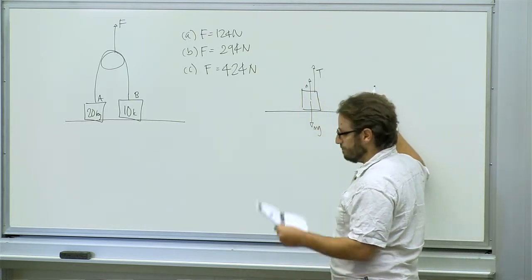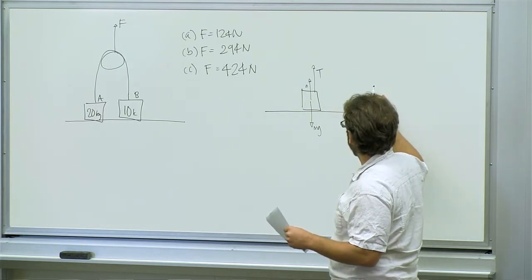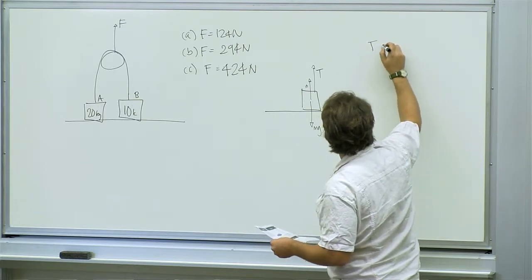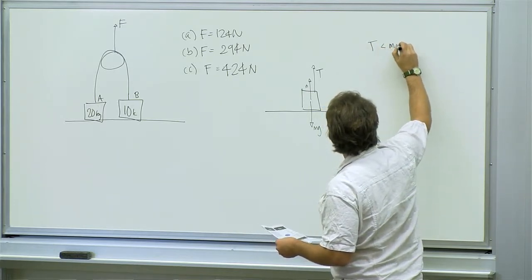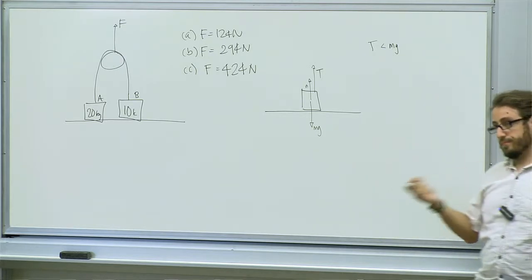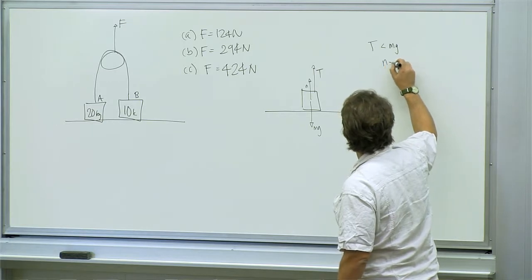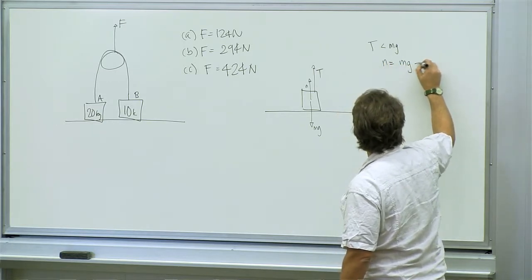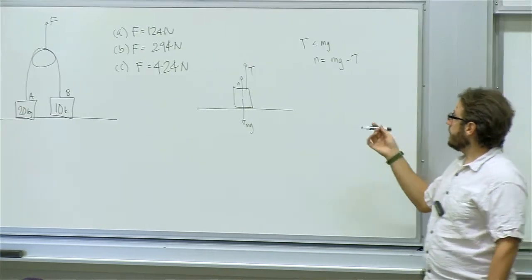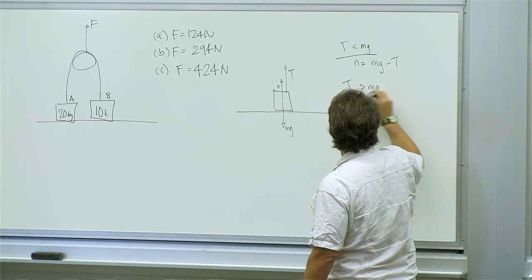Now, what happens if the tension is less than the gravitational force? Stays on the ground, right? And then the normal force is equal to mg minus the tension, right? Okay. What happens if the tension is greater than gravity?